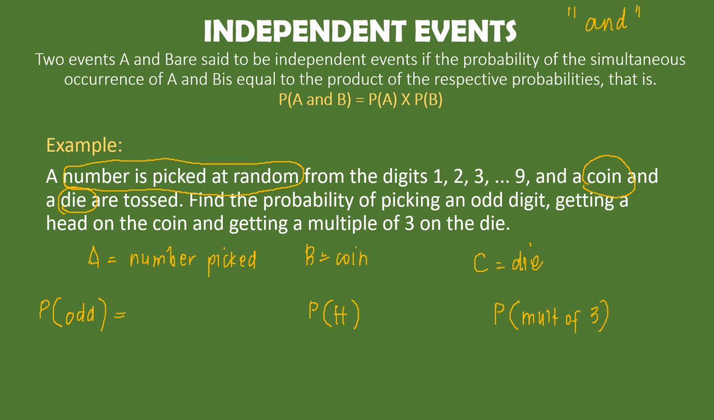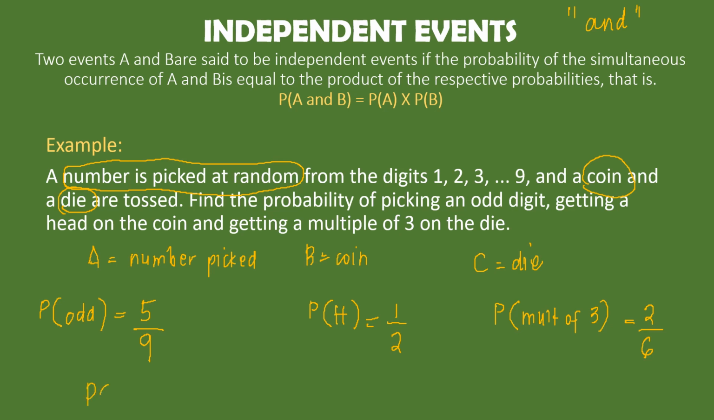So from the numbers 1, 2, 3 until 9, how many are odd numbers? We have 1, 3, 5, 7, and 9. So we have 5. What is the total number of digits available? 1, 2, 3, 4, 5, 6, 7, 8, 9. So we have 9 digits. So the probability of getting an odd digit from the numbers 1 to 9 is 5 over 9. How about for the coin? The probability of getting a head: there's only one head on a coin, and there are two outcomes, the head and the tail. And for the multiple of 3 on the die, we only have 3 and 6 there. So that's 2 out of 6.